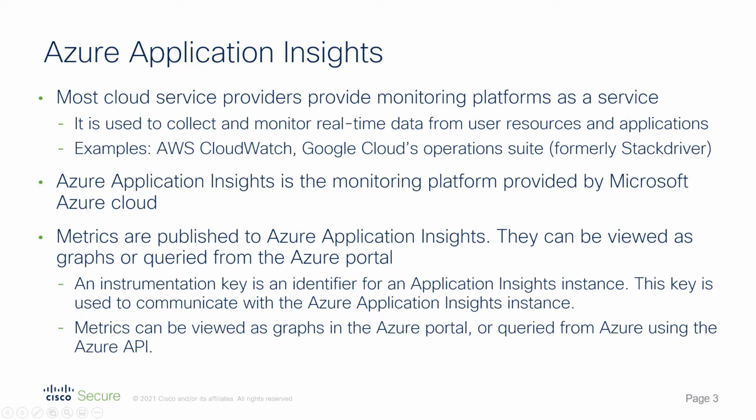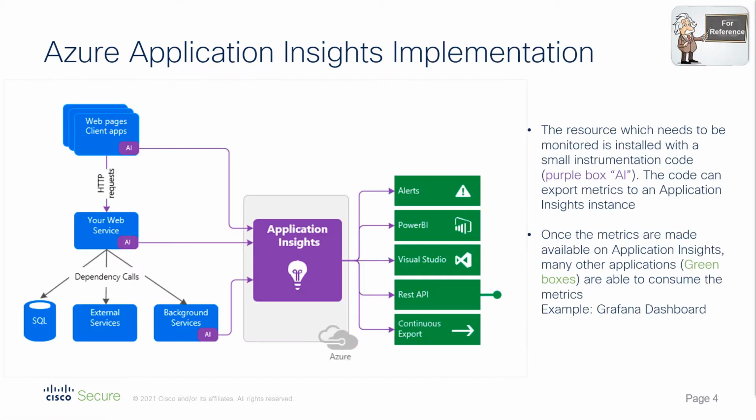You publish metrics to the Azure Application Insight, and then those metrics can be viewed in the Azure portal or retrieved by some third-party product. The way that this is implemented is with a small piece of code that you put into your application. The code then communicates with Application Insights.